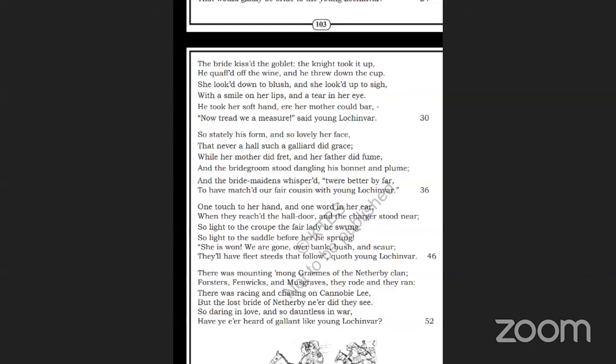Ellen was happy that their love was finally won. But Lochinvar warned her, don't think that it is all over. The fight is still on because your father will not keep quiet. He will send his men.